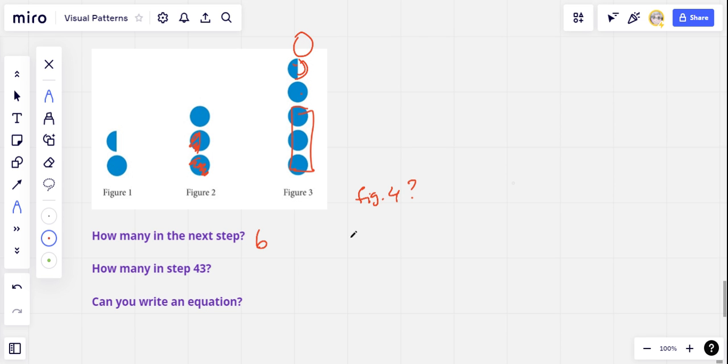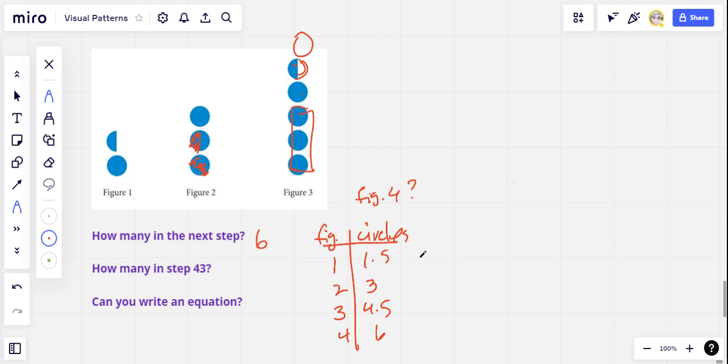We're going to go ahead and analyze the numbers in this pattern. So I'm going to put the figure number in a chart and also the number of circles. So in figure 1, we've got 1.5. In figure 2, we've got 3. In figure 3, we've got 4.5. And in figure 4, we're predicting 6.